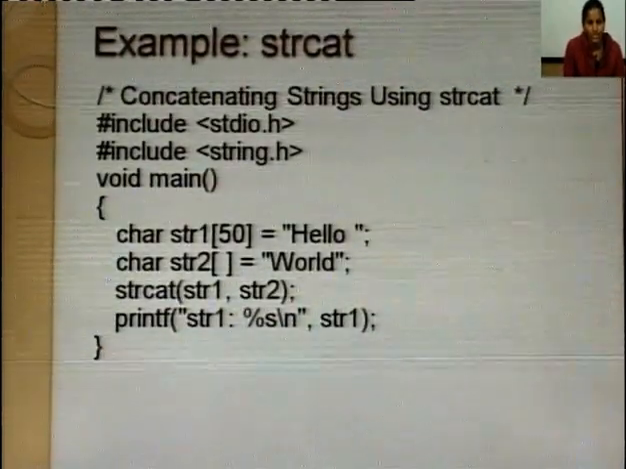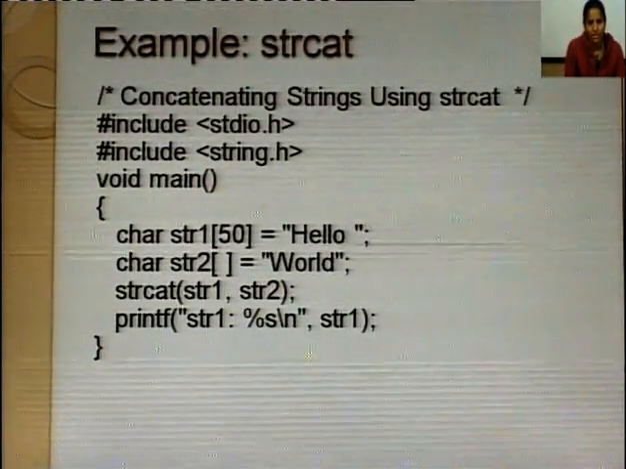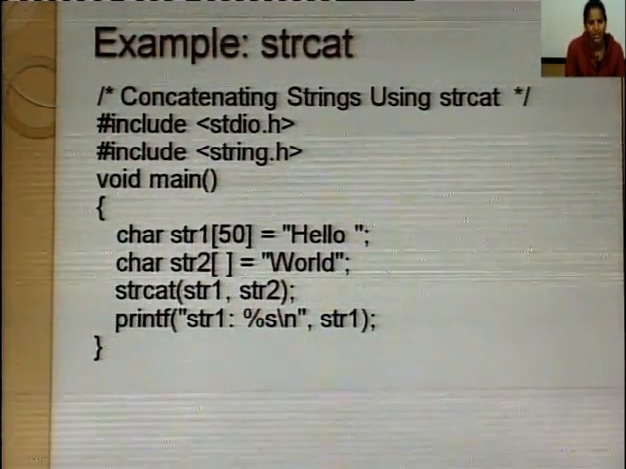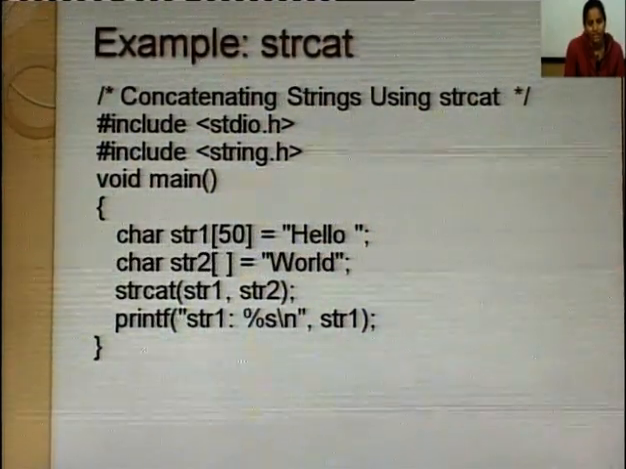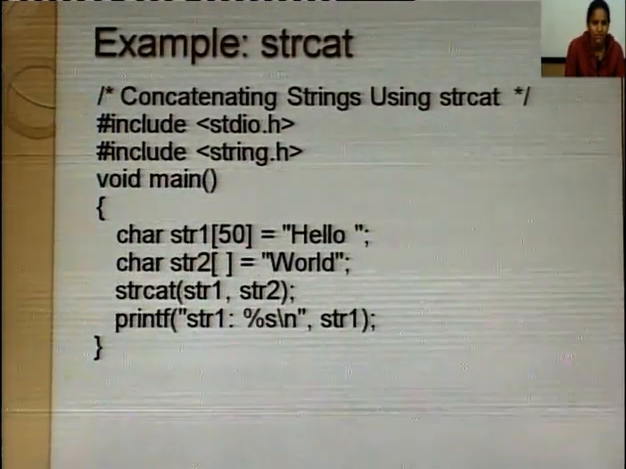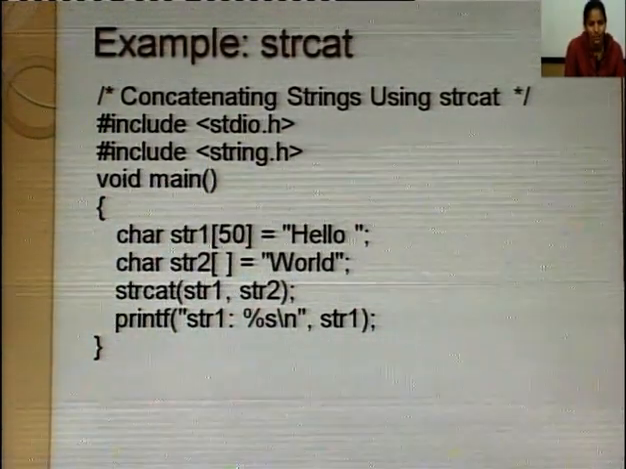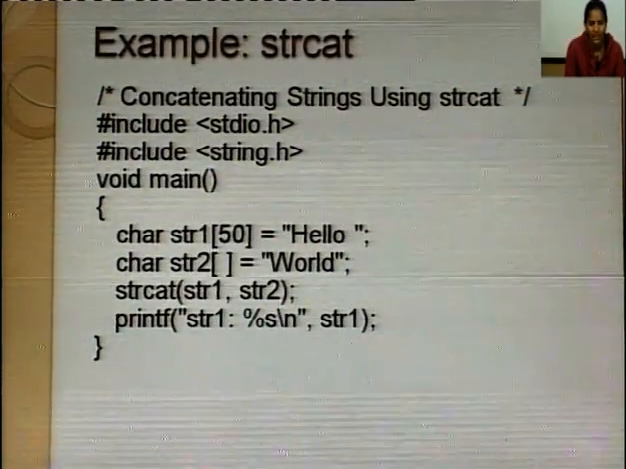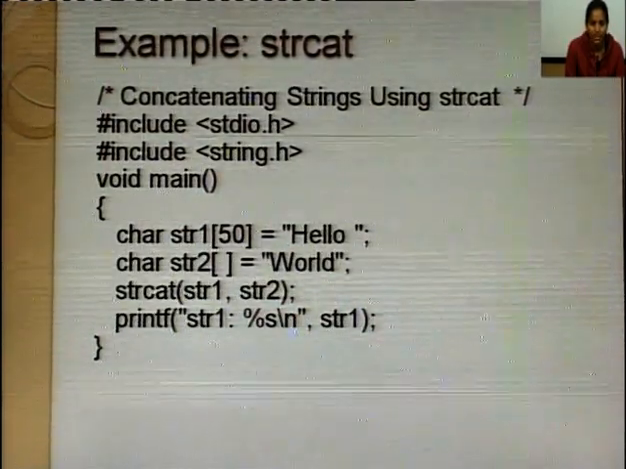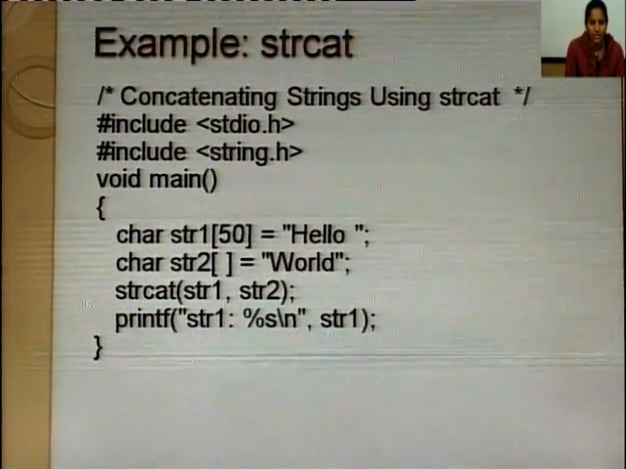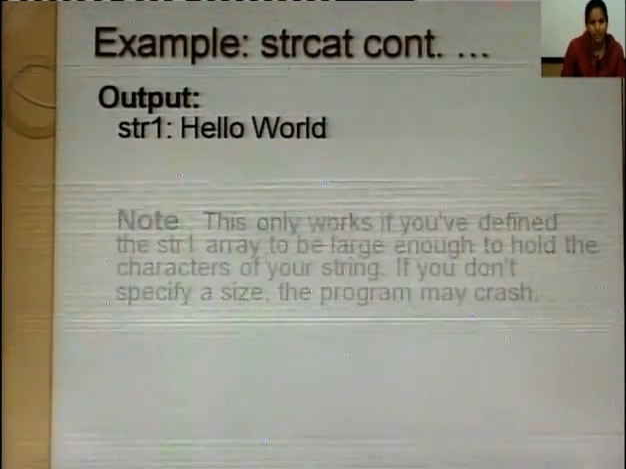In this example we have included stdio.h and string.h. String.h basically because we are going to use the string library functions. We have declared 2 string variables, str1 and str2. str1 stores hello and str2 stores world. When we use strcat, str1 is the destination, so hello appears first, str2 is world, then world appears. Then with printf we can print the destination, and the output will be string 1, that is hello world.